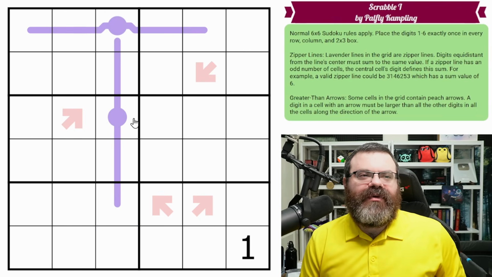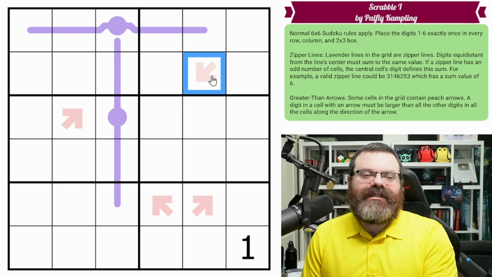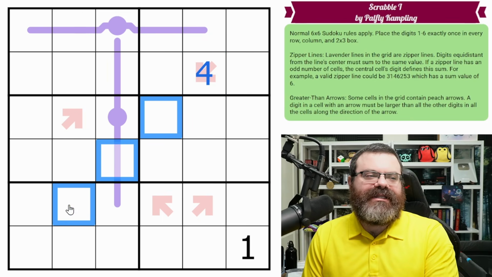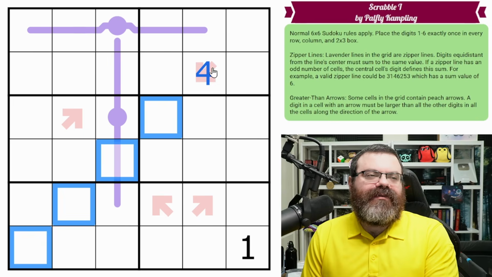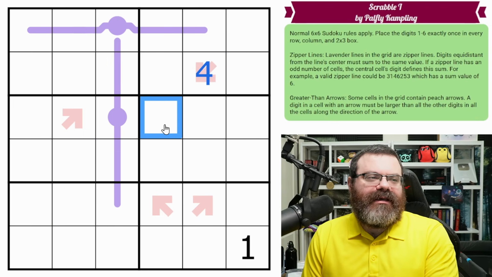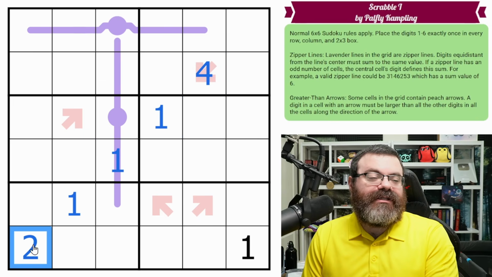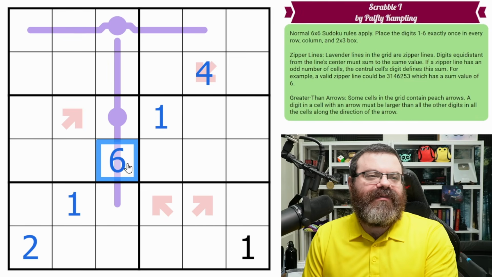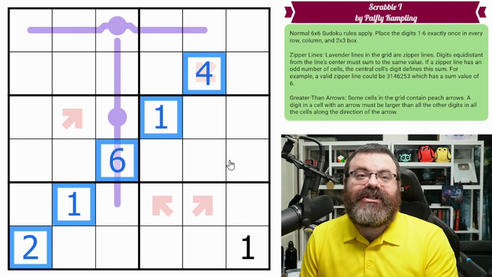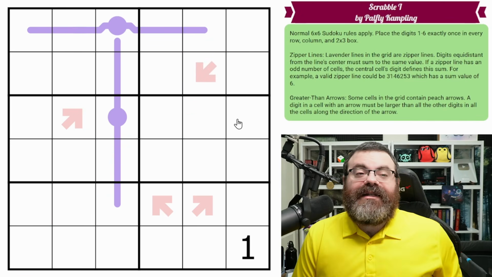We also have greater than arrows. So that's these arrows in the grid. Say this was a 4, then that means that all of the cells it points at are less than 4. It has to be the biggest of them. So, for example, if that's a 4, we could do, say, 1, 1, 1, 2 if we wanted to, or we could put a 3 somewhere in here. What we can't do is use a 4, 5, or 6 anywhere in what it's pointing at if this is a 4, because the 4 needs to be the biggest digit. And that's it. Those are the rules.